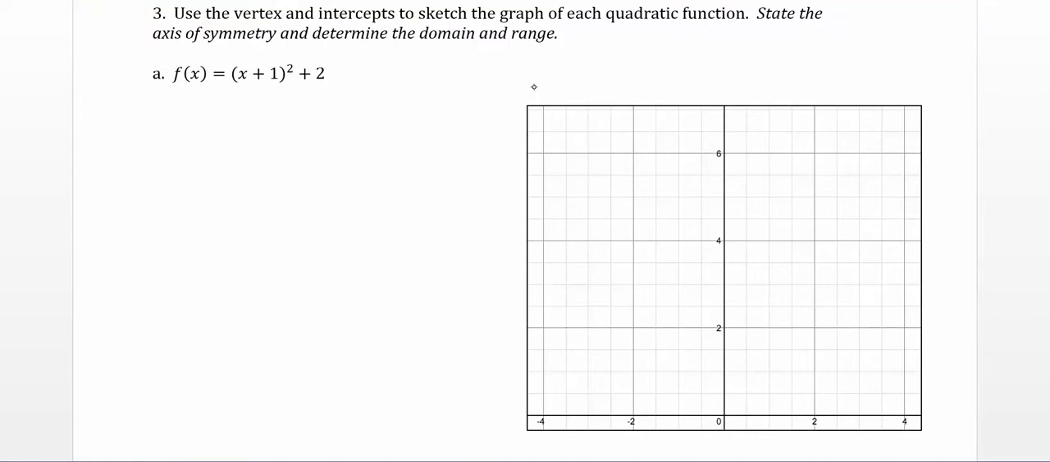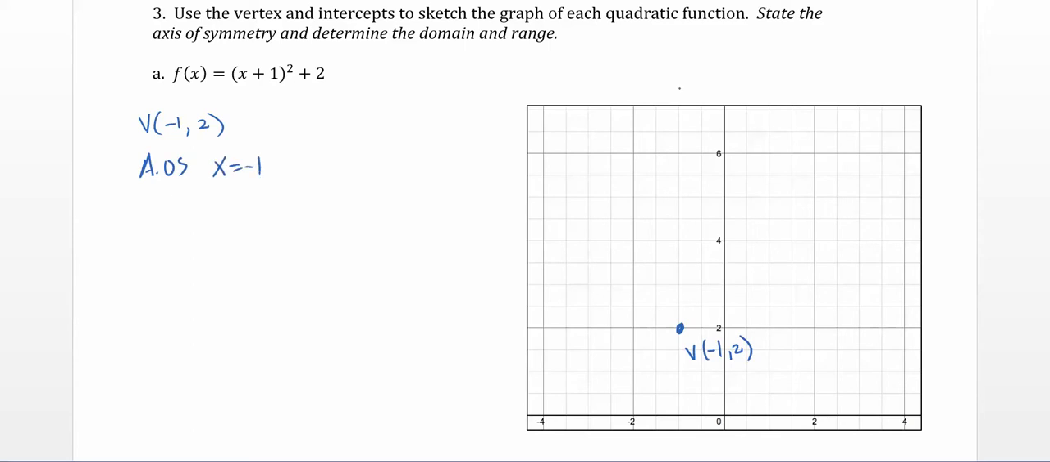Okay, so for number 3, it says use the vertex and the intercepts. This thing's already in vertex form, so I know that my vertex is already at -1, 2, so I'll put that on the graph. -1, 2 is the point right here, and there'd be my vertex, and I'll label it -1, 2.